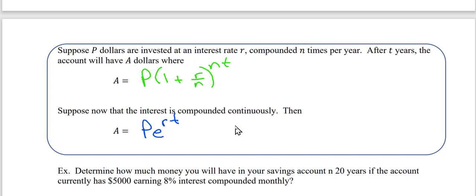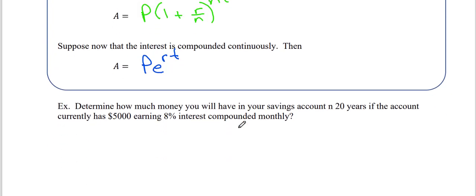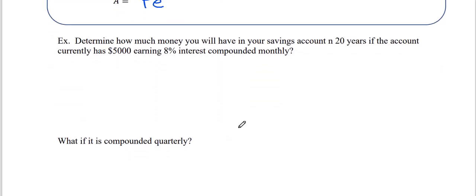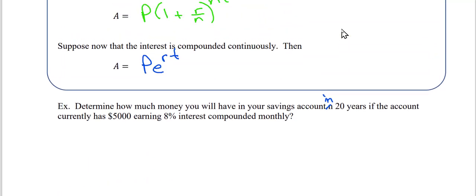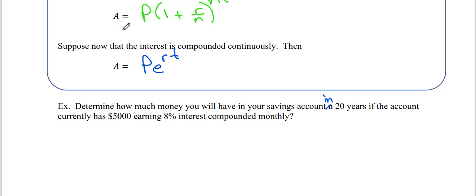Compounded continuously would be just if it's added always, continuing to add and add and add, which doesn't happen in a practical situation. Okay, determine how much money you will have in your savings account. Oops, I think that's supposed to say in 20 years, if the account currently has $5,000 earning 8% interest compounded monthly. Up here, we need to know P, R, N, and T, and that'll tell us A, how much it'll grow to.